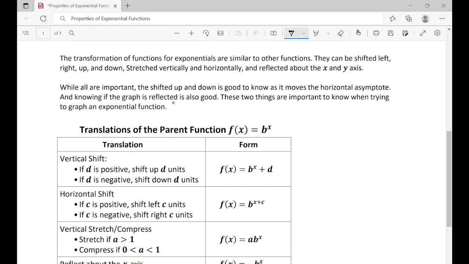And knowing if the graph is reflected is also good so we know the shape and the orientation of the graph. These two things are the most important, at least in my opinion, when trying to graph an exponential function.